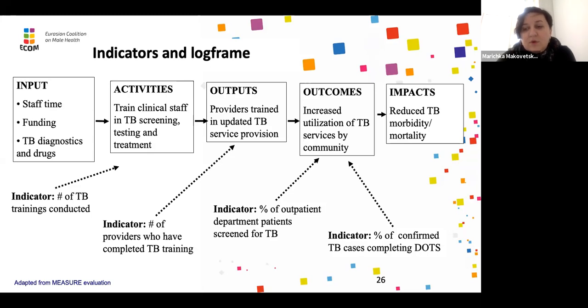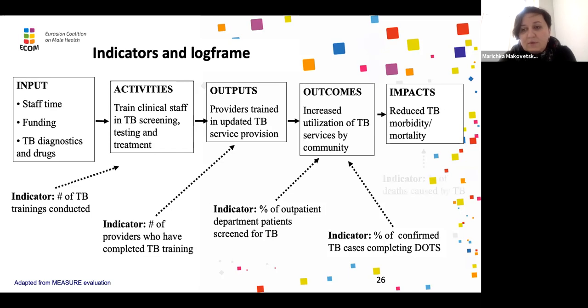What is the difference? A confirmed TB case means that the analysis is positive and this person is on TB treatment, and completing DOT. DOT is directly observed treatment for tuberculosis patients. It's one of the key elements of TB strategy in the whole world, and that means that only those will be counted here who are confirmed as TB patients and complete the DOT treatment. So that's a clear definition of your indicator.